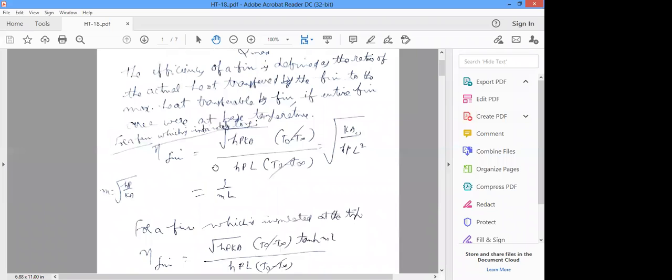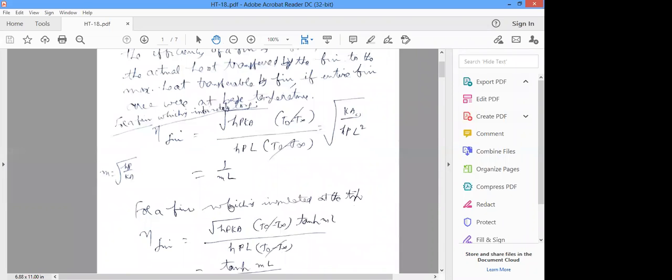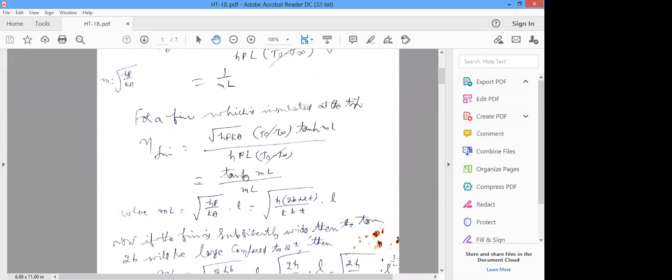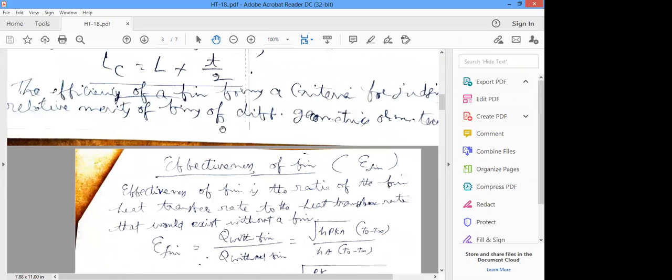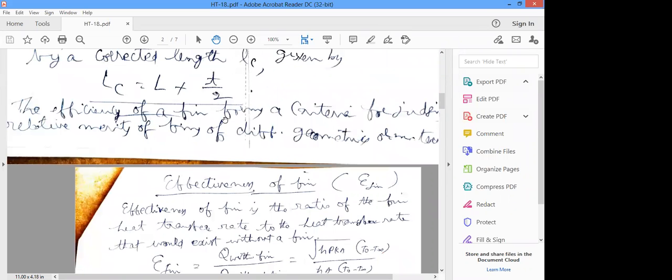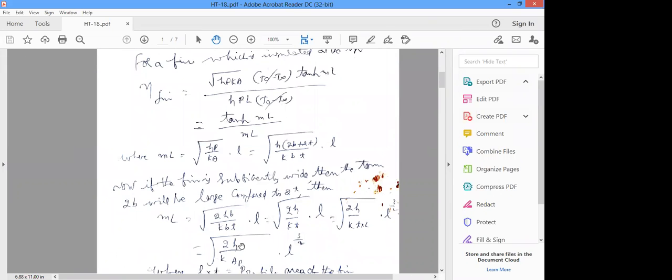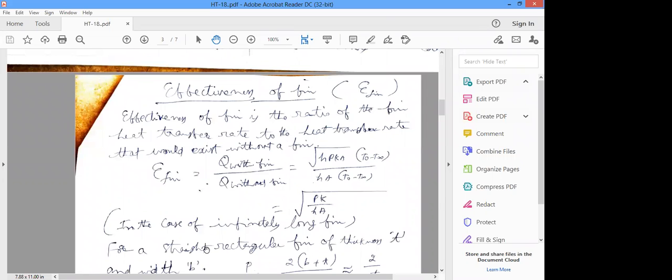So the efficiency of the long pin is 1 by ml, by using the formula. The efficiency of the insulated pin is tanh(ml) by ml, with the corrected length L plus thickness by 2. Like that, the efficiency of the third pin, that is the short pin, can also be calculated by using the formula.